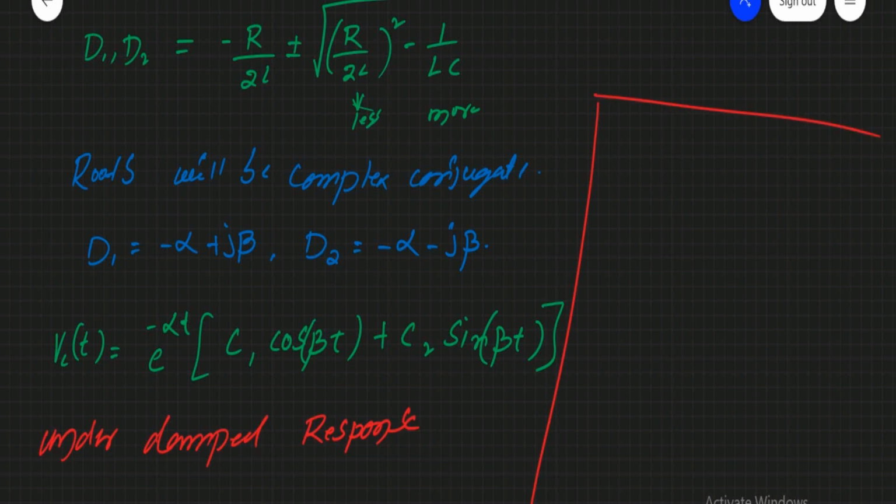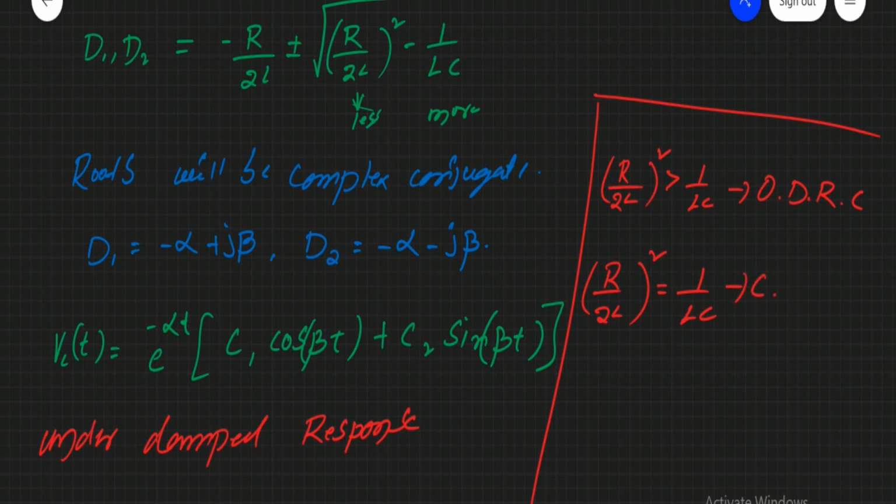So till now we have seen three things. (R by 2L) whole square greater than 1 by L into C is the overdamped response condition. Then (R by 2L) whole square equal to 1 by L into C is called the critically damped response condition. Then (R by 2L) whole square less than 1 by L into C is called the underdamped response condition.